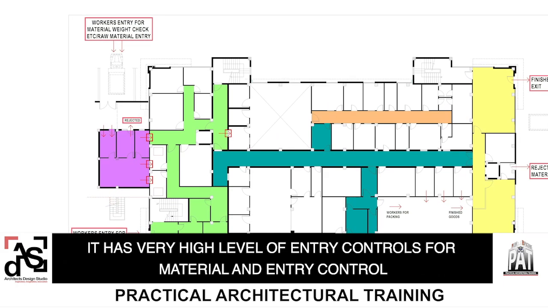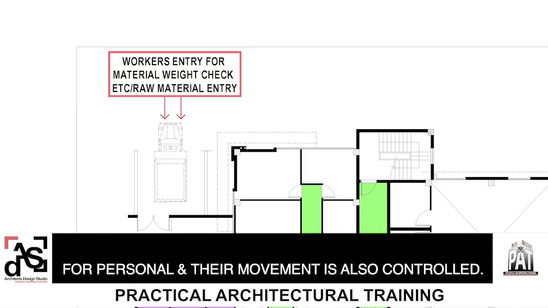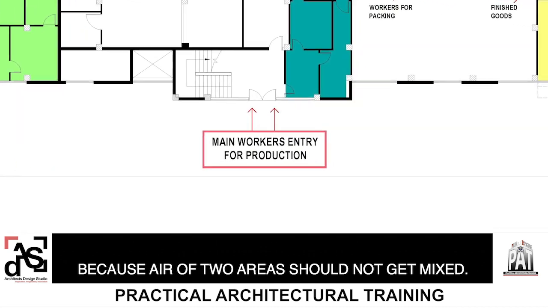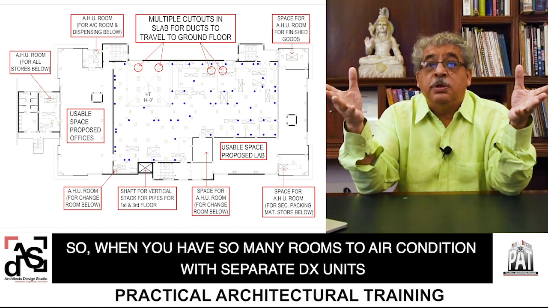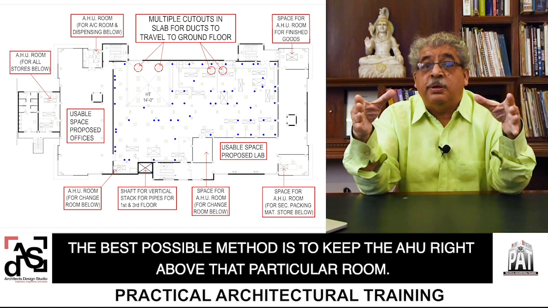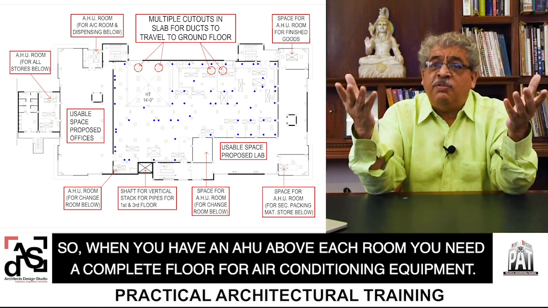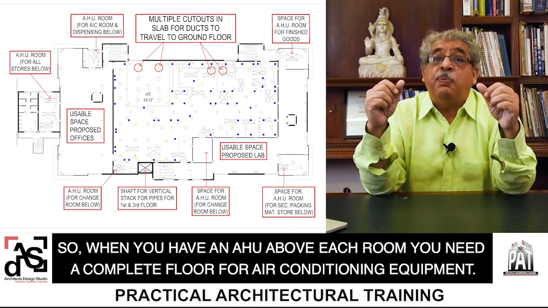It has very high level of entry controls for material and entry controls for personnel, and their movement is also very controlled. Air conditioning of each room has no relation with the other room because air of two areas should never get mixed. So when you have so many rooms to air condition with separate DX units, the best possible method is to keep the AHU right above that particular room. So when you have an AHU above each room, you need a complete floor for air conditioning equipment.